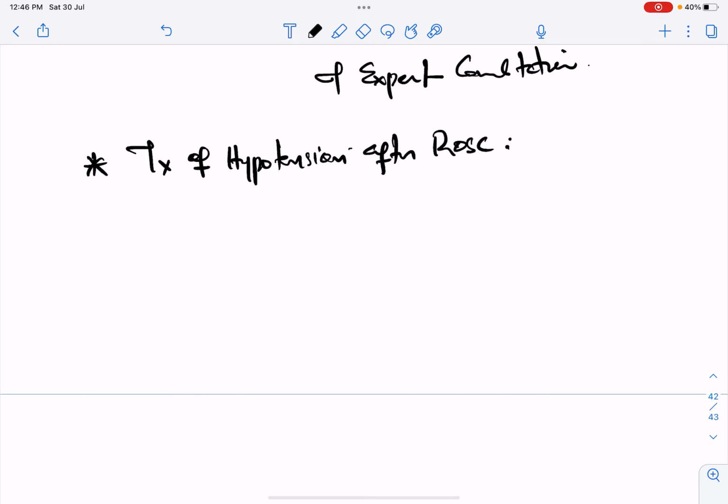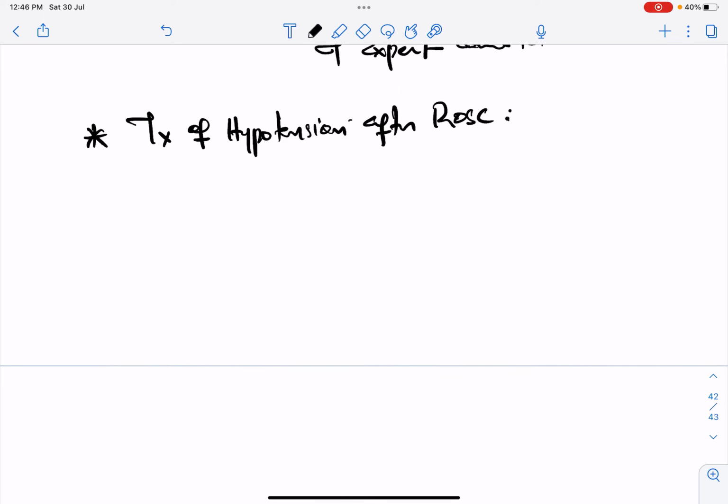Treatment of hypotension after ROSC. The first step is, of course, to secure an IV line. It may already be done during our resuscitation. Then we have to give an IV fluid bolus of 1 to 2 liters of normal saline or Ringer lactate.